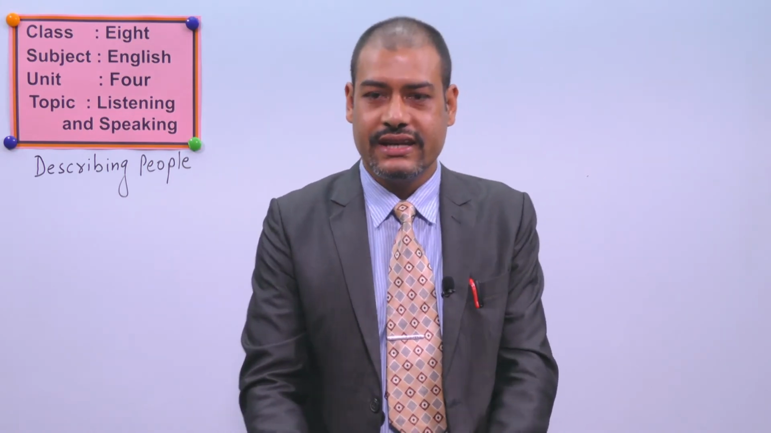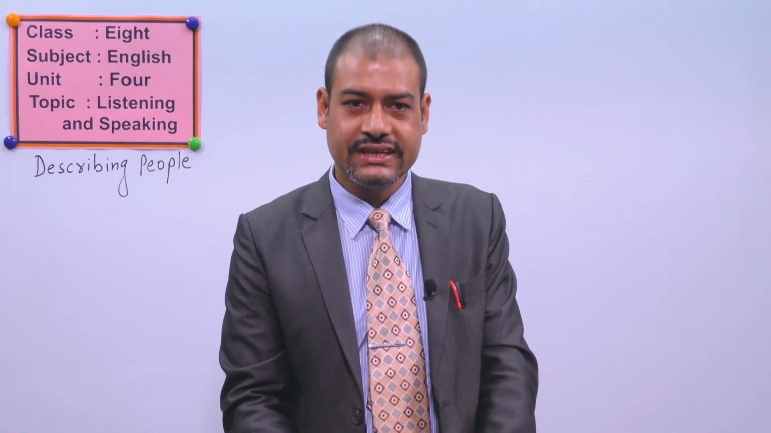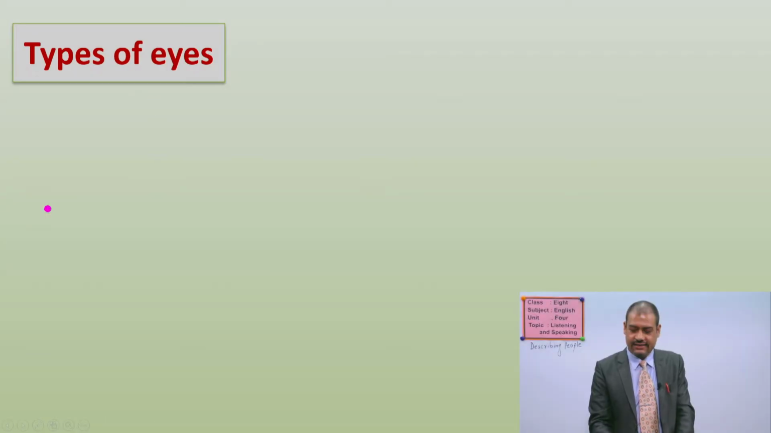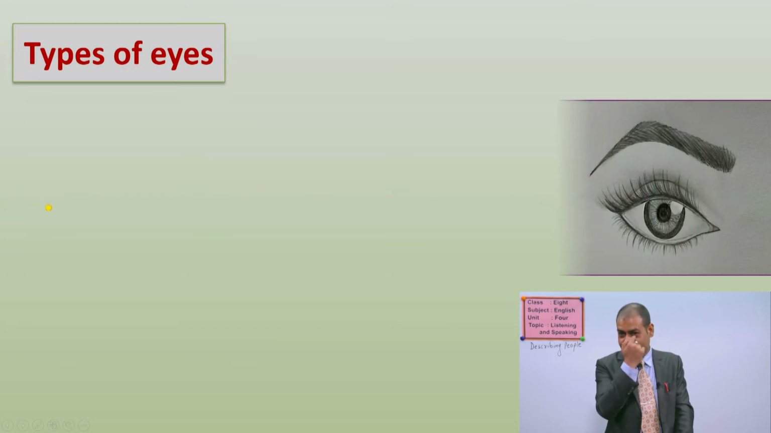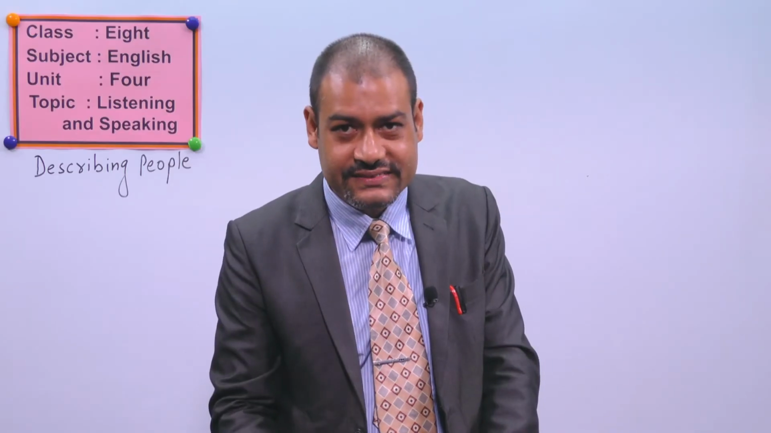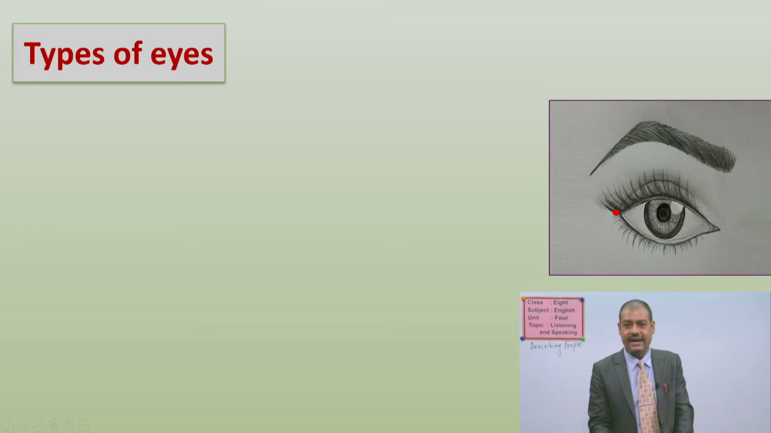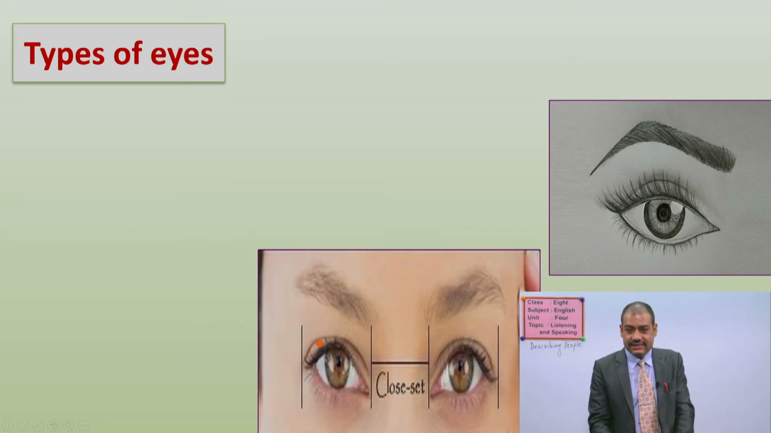Now you can have a look, say, types of eyes, okay? Suppose, what type of eyes? Can you describe my eyes? See, this is big eye, okay? Big eye. This is close together eyes, okay? Close together.